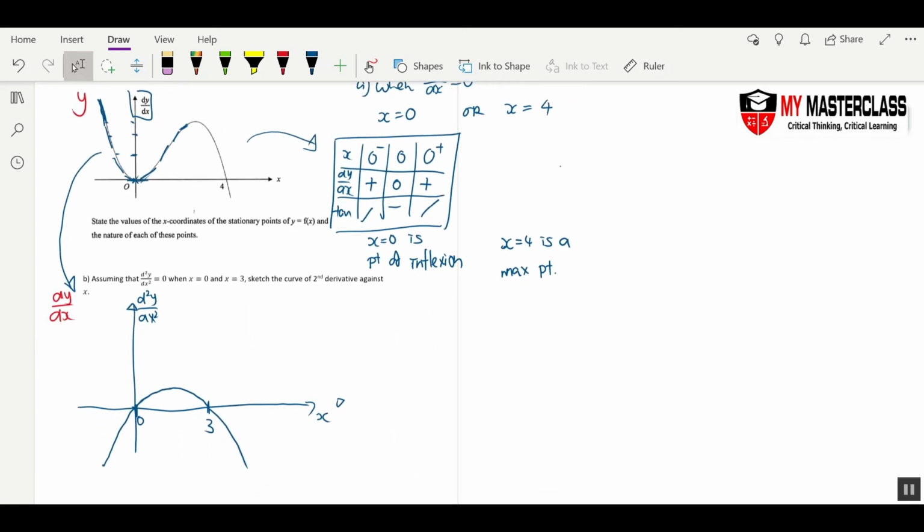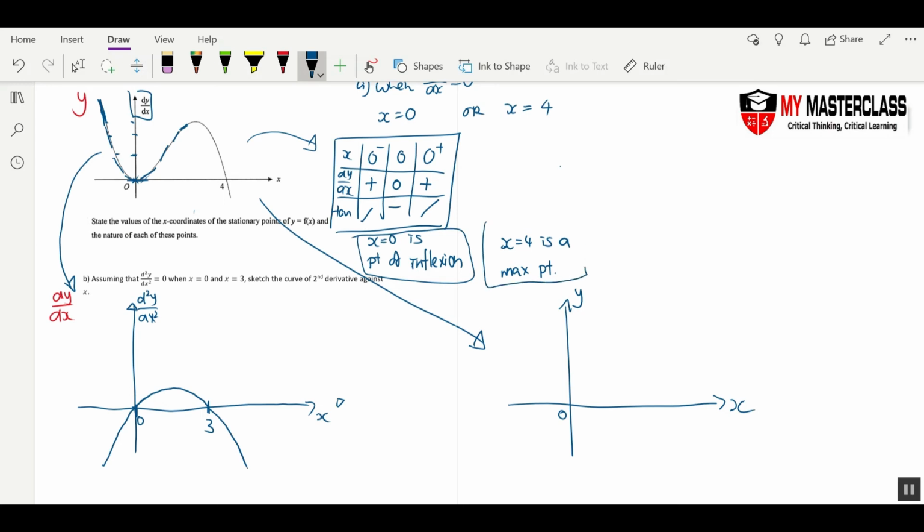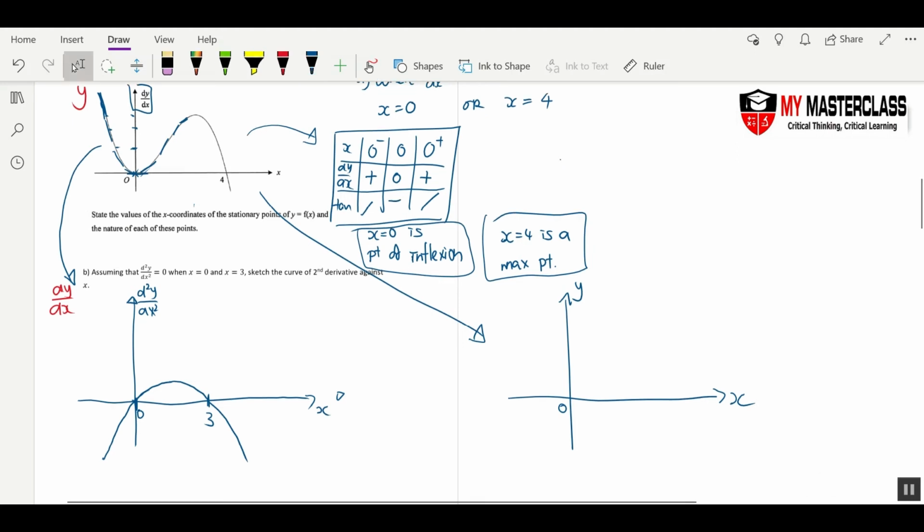Okay, let me twist it a little bit more. Now this guy is your dy dx. Can we draw the y against x graph or not? Okay, so first thing, remember the most important thing is we know that we already found the nature already. Point of inflection and a maximum point. Okay, so how will this graph look like?